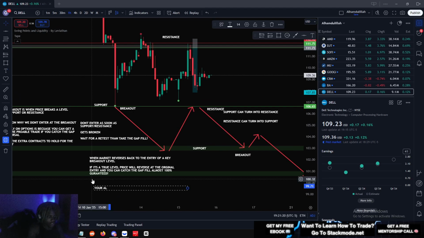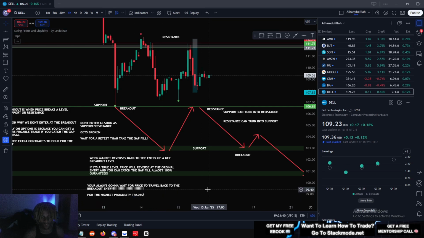You're always going to wait for price to travel back to the breakout entry for the highest probability trades. Okay, so this is the original. Once price breaks this area of support here, price will travel down. We're going to wait for it to come back up to the original breakout entry.